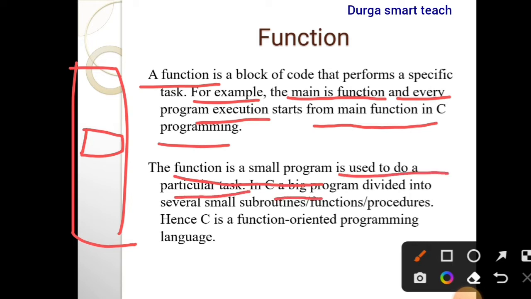In C, a big program is divided into smaller subroutines or functions or procedures. So the total program is divided into subprograms, and those subprograms are known as functions. That's why C is known as a function oriented programming language.